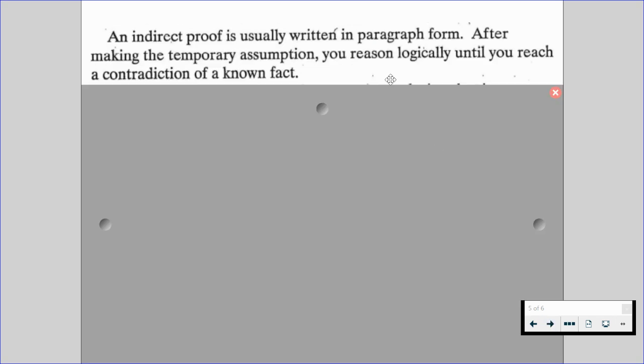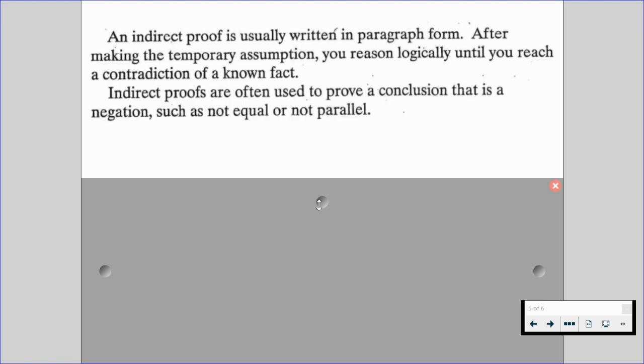So an indirect proof is usually written in paragraph form. After making the temporary assumption, that's your first sentence, you reason logically until you reach a contradiction of a known fact. And indirect proofs are often used to prove a conclusion that is a negation, such as not equal or not parallel.